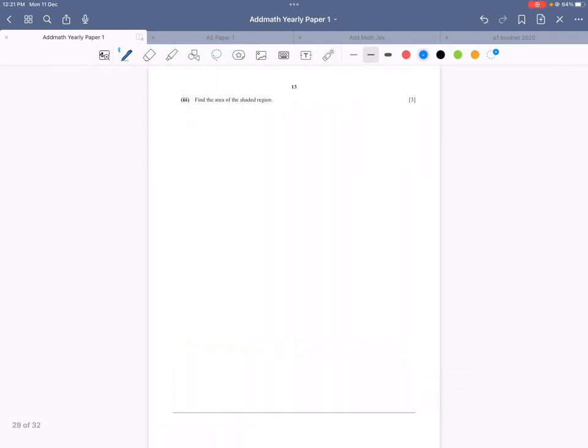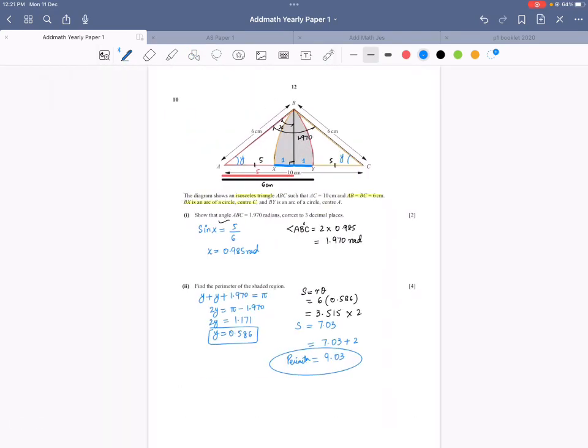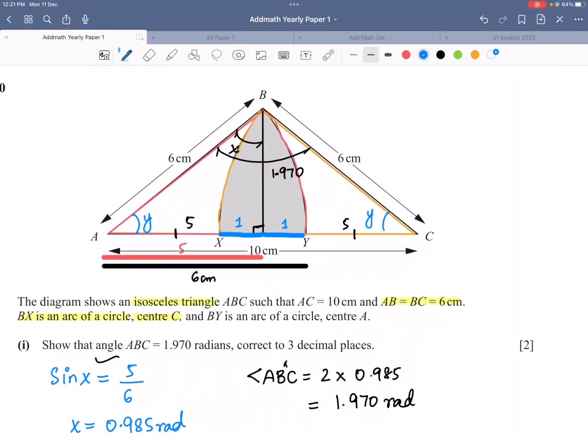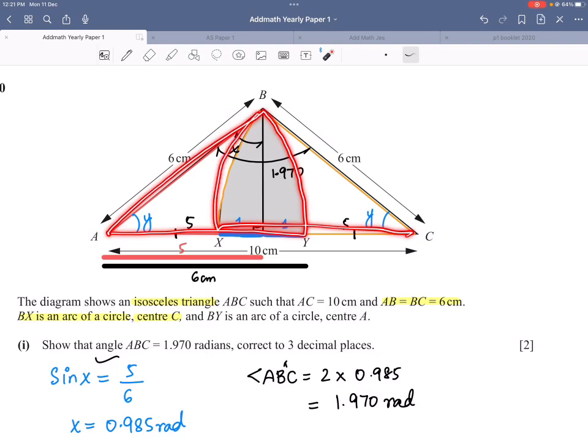Alright, next one. Find the area of the shaded region. To find the area of the shaded region, what is our strategy? First, I will find out the area of this sector and multiply it by 2. Then I will subtract it from the area of the triangle.